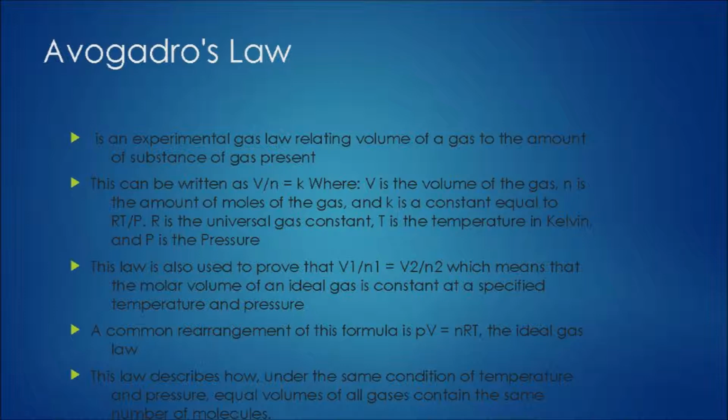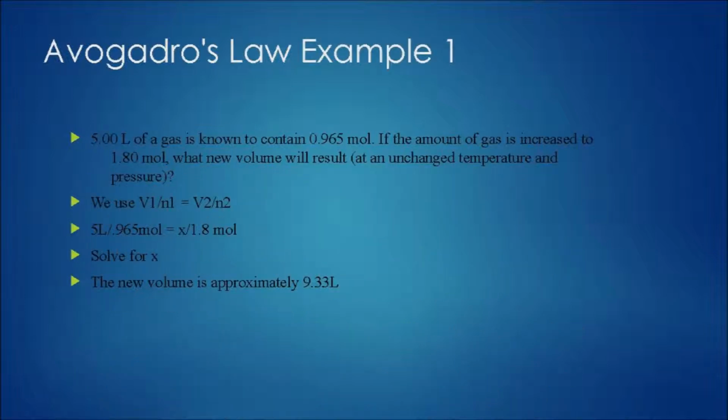A common rearrangement of this formula is PV equals nRT, which you might recognize as the ideal gas law. This law describes how, under the same conditions of temperature and pressure, equal volumes of all gases contain the same number of molecules. So now let's do an example problem with Avogadro's law.